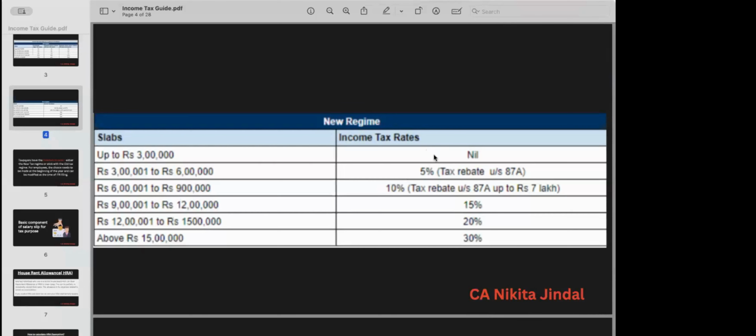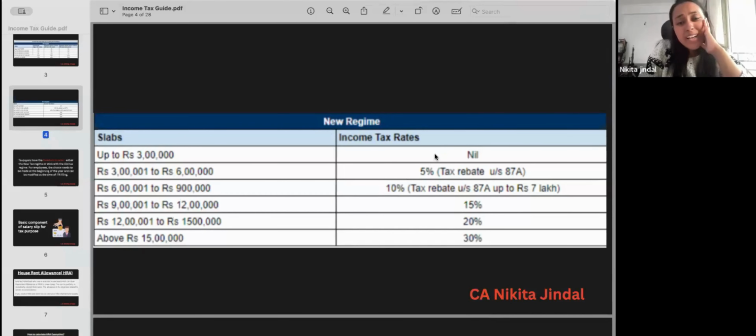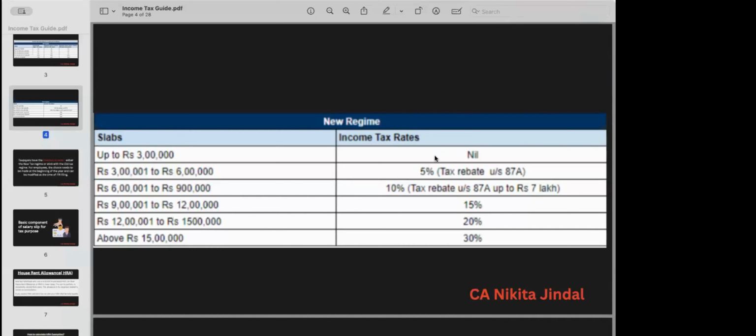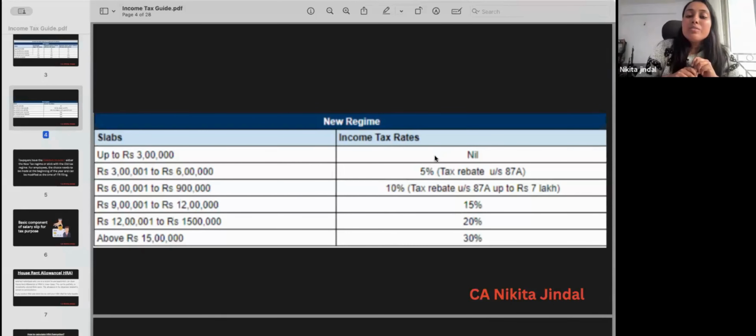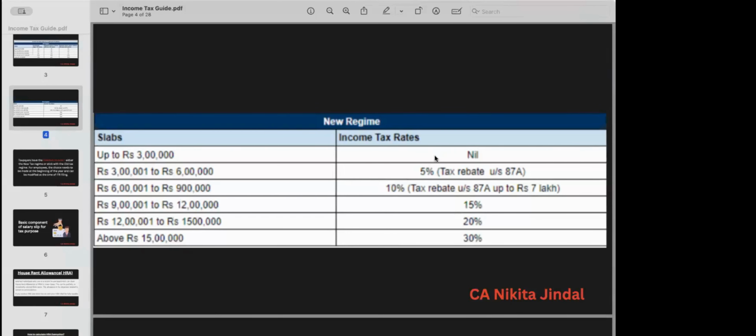Next question. Can I change the tax regime from new to old? Yes, yes, you can. Okay. I am 60 years of age in the new regime, but my income increased to 12 lakhs. Can I go for the old regime now?